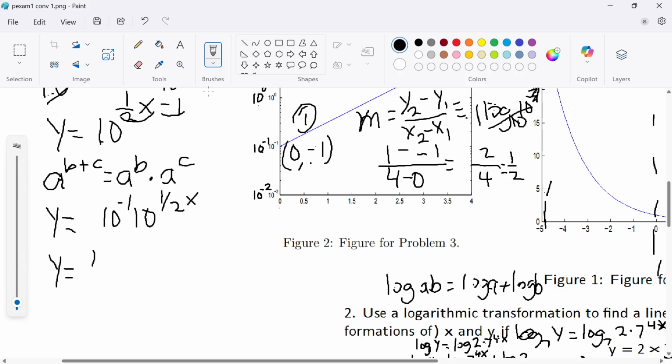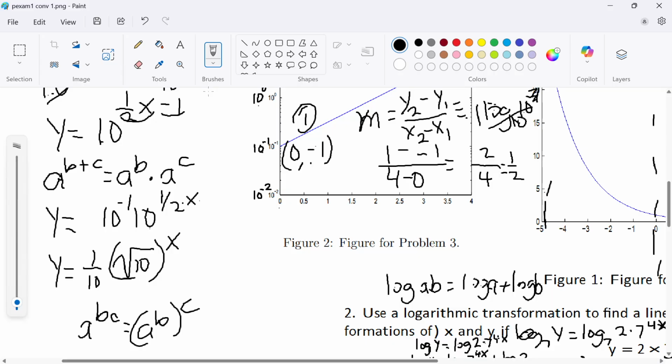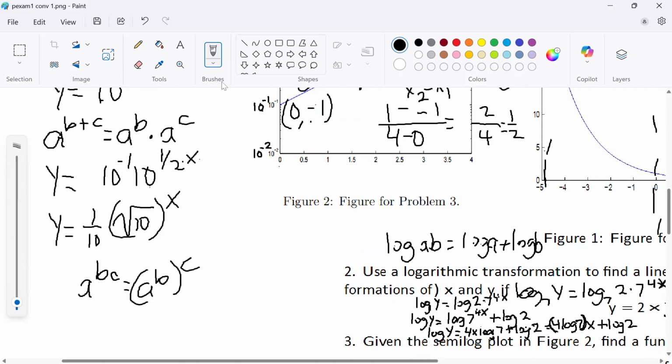Y equals, I can put 1 over 10. 10 to the 1/2 is a square root of 10. And remember, a to the bc power equals a to the b raised to the c. So 1/10, 10 to the 1/2 is square root of 10. And then I could say raised to the x power. So I could write it like that. Y equals 1 over 10 times square root of 10 to the x power.